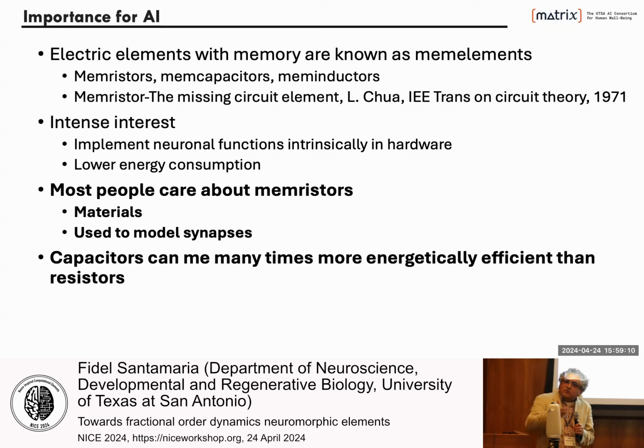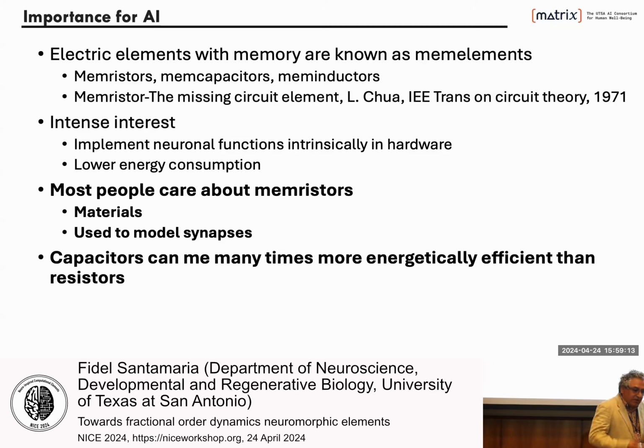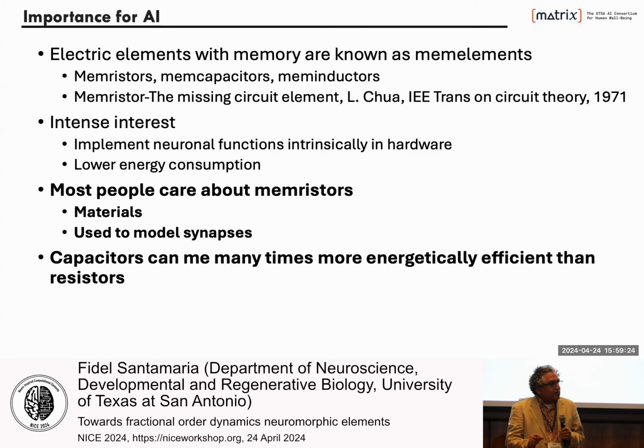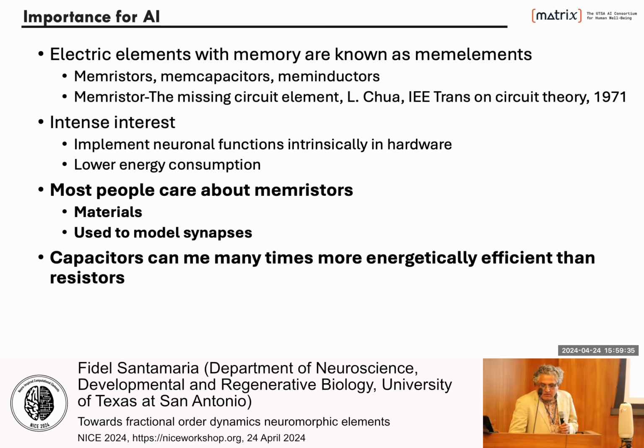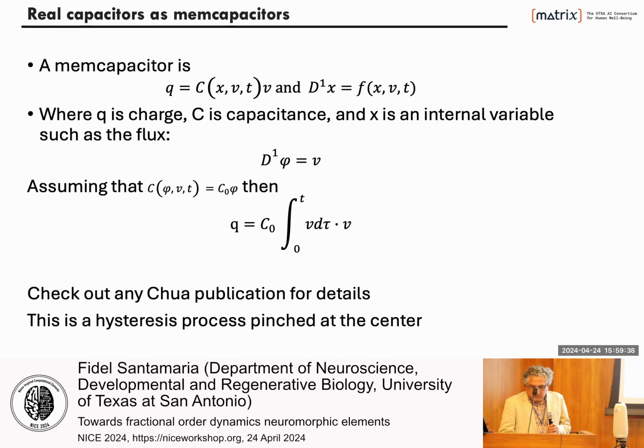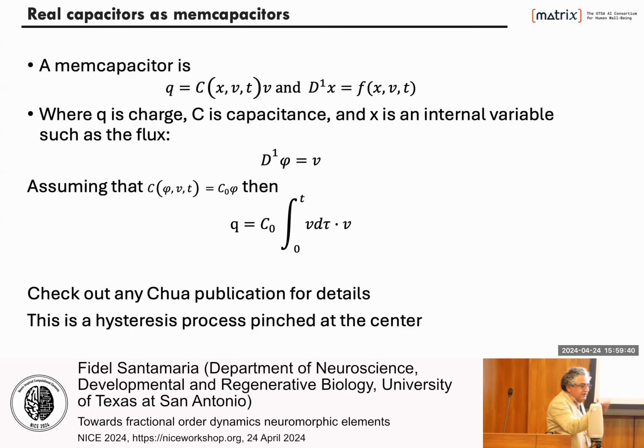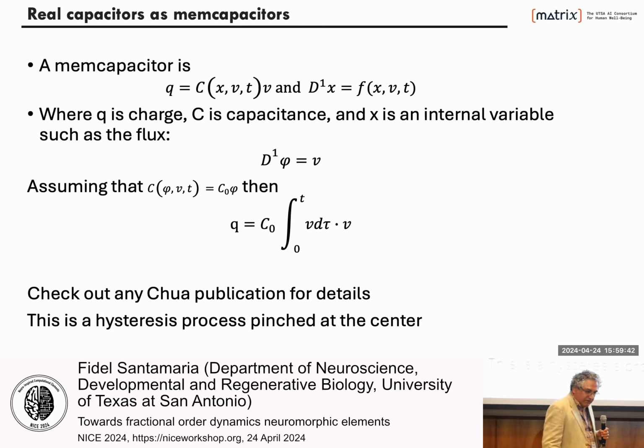But it turns out that if you just go to the basics, to your fundamental classical electromagnetism, the most efficient electric component, energetically speaking, is a capacitor. A resistor will always get hot, no matter what you do. There's a bunch of collisions of electrons on material. A capacitor is not like that. And these are the definitions of a memcapacitor. They're not that different.